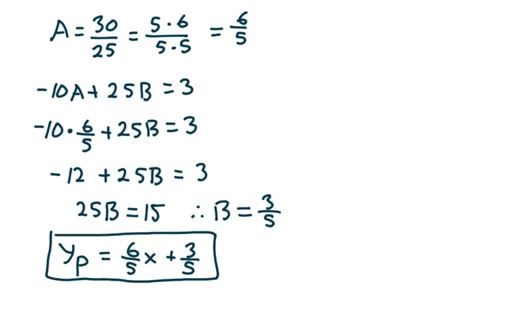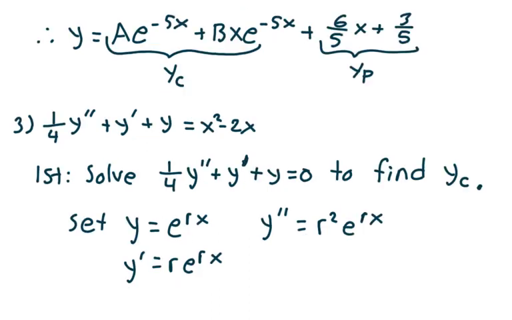Now I get to put it together. My general solution y is a e to the 5x plus b x e to the 5x plus 6/5 x plus 3/5. You notice my first two terms belong to the complementary solution, and the second two terms are the particular solution, and I'm putting it together. So that's my general solution to this differential equation.